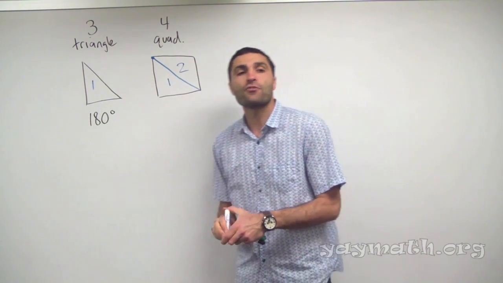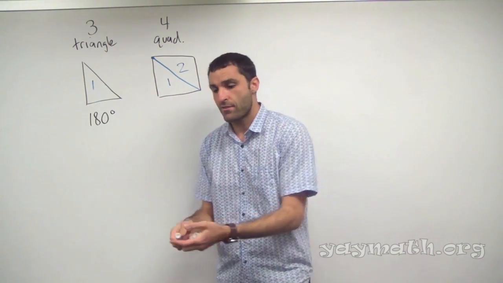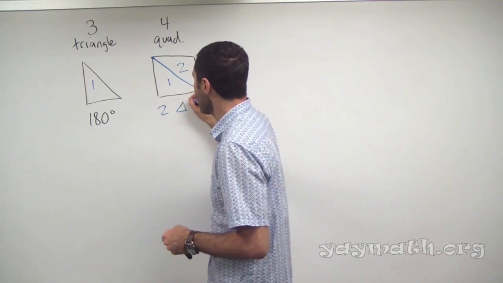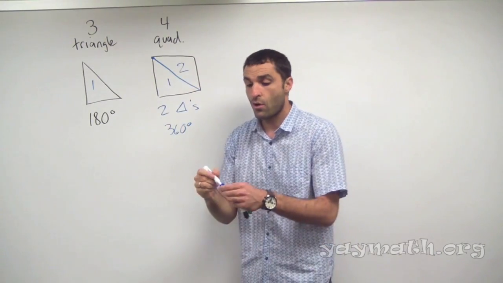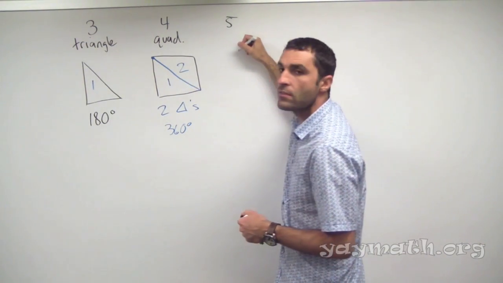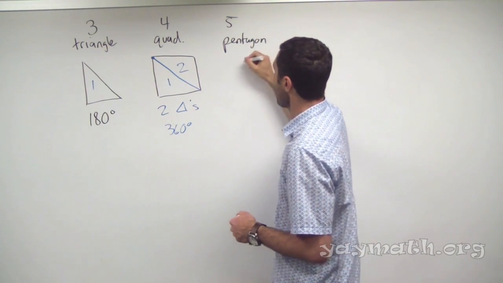How many degrees per triangle? 180. Together it makes 360. So we have 2 triangles, that's 360 degrees in this particular quadrilateral. You know what's coming? 5 sides. What's the shape called? Pentagon. Very good. Let's draw it.